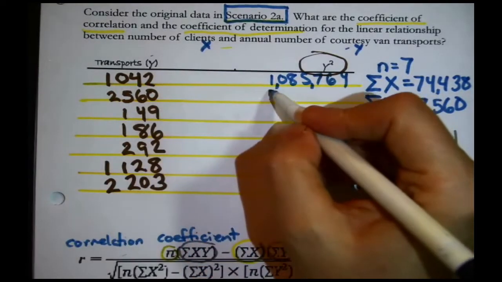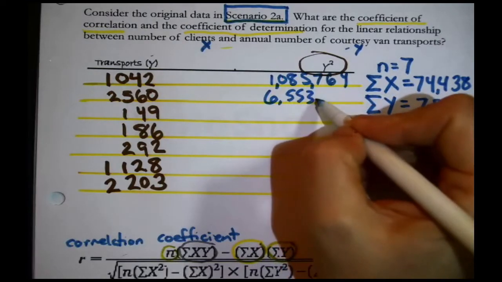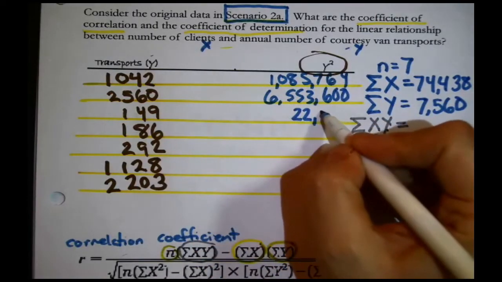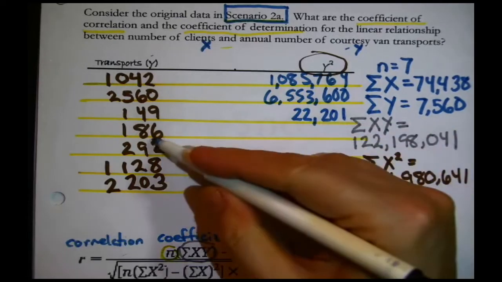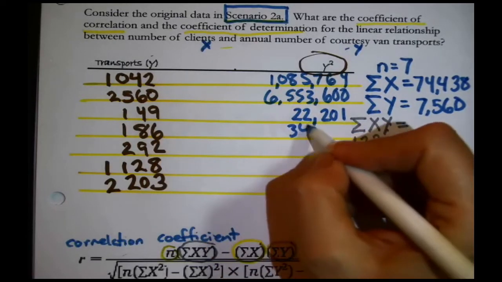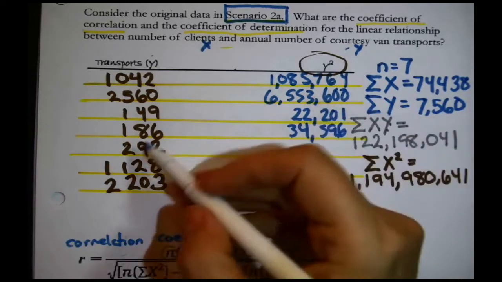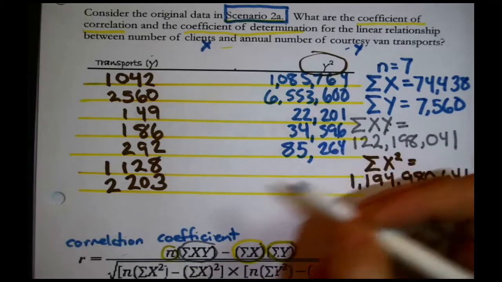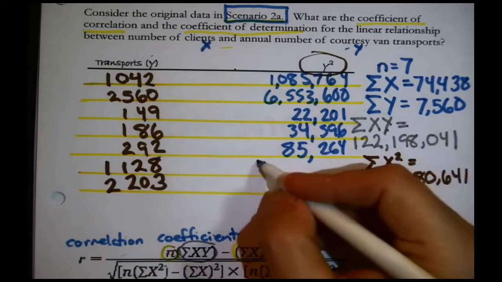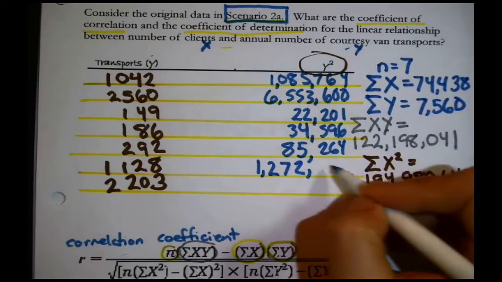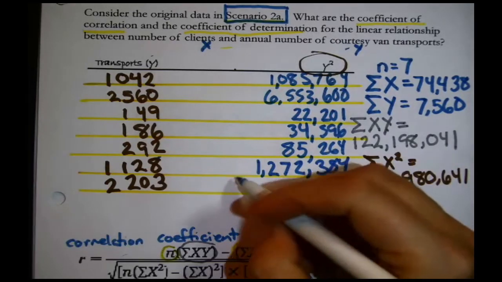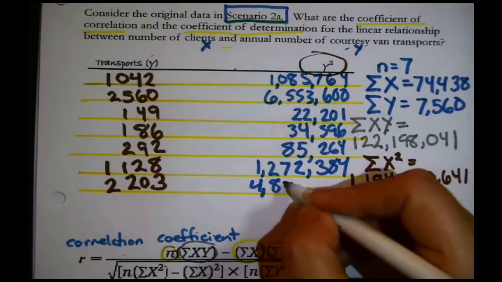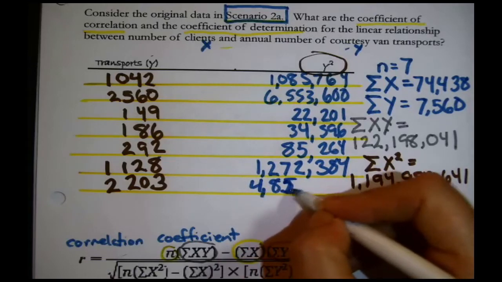2,560, if you square it, 6553600. 149, if you square it, 22,201. 186, if you square it, 34596. 192, if you square it, 85264. 1,128 squared, 1272384 over a million, and then 2,203 squared, 4825. Oops, that's a 5. 4853.